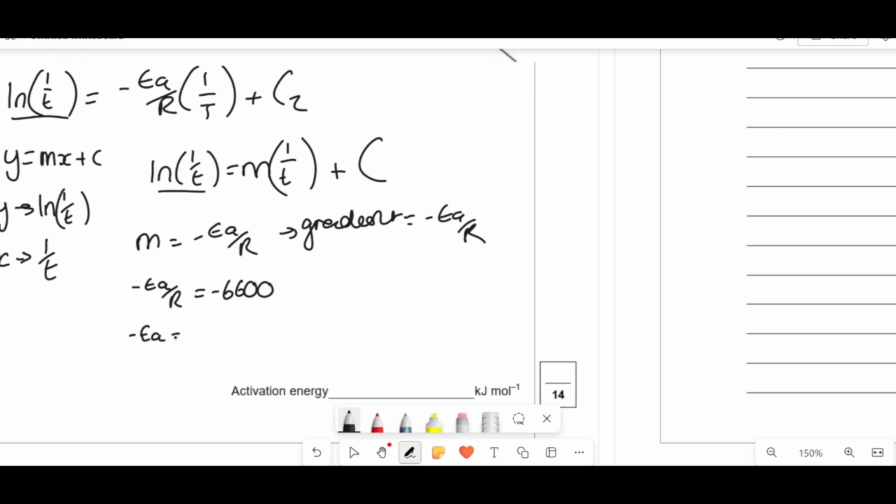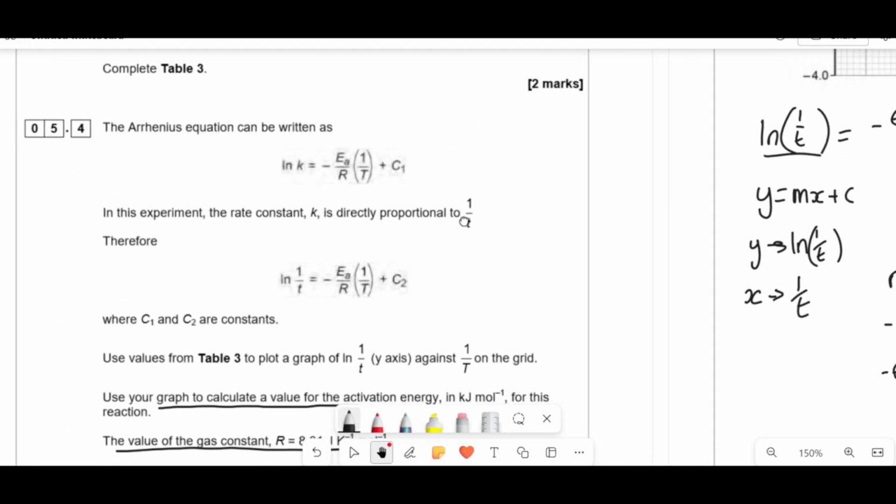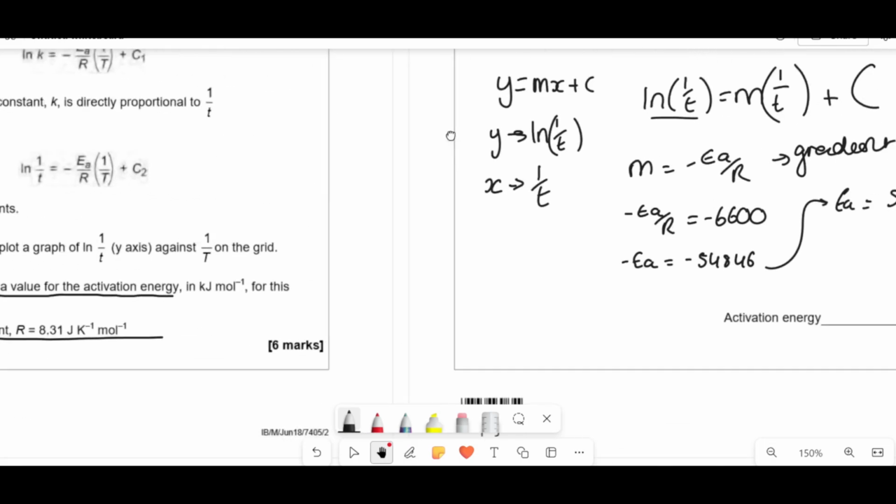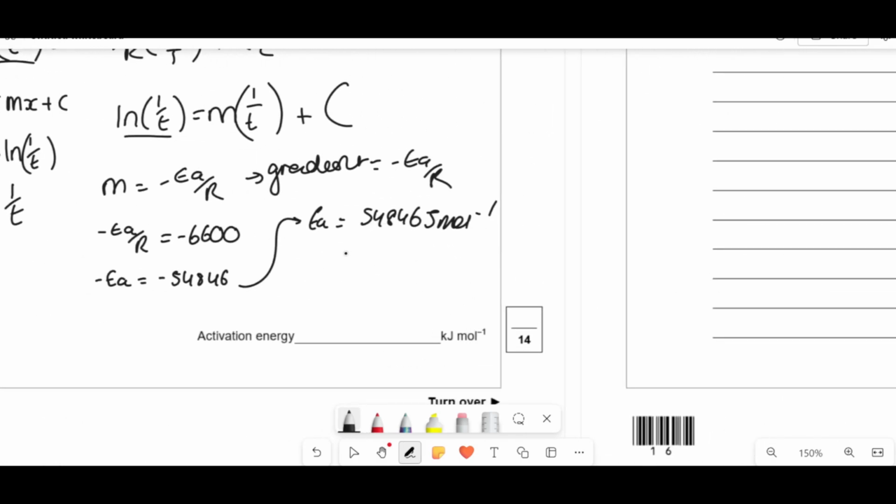So that means minus Ea is going to be this times 8.31, right? So if we do that, we're going to do this times 8.31, which gives you minus Ea of minus 54846. So then Ea is going to be 54846 joules per mole, because the Arrhenius equation only works if the activation energy is in joules per mole. So we want it to be in kilojoules per mole, so it's actually going to be this divided by 1,000, but we need to stick to the number of significant figures in the question, so I'm going to go with 54.8 kilojoules per mole. There you go.